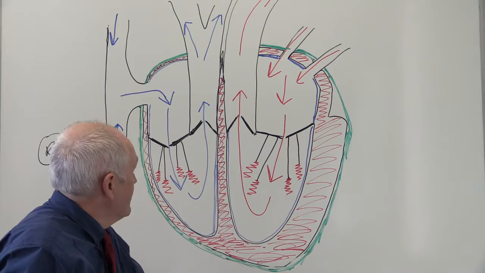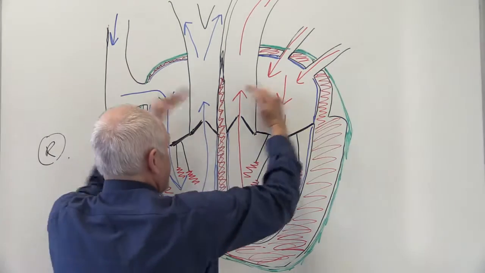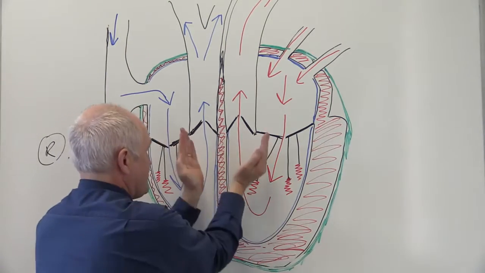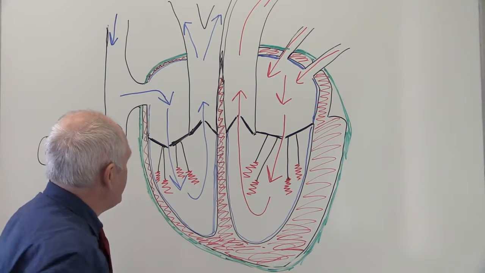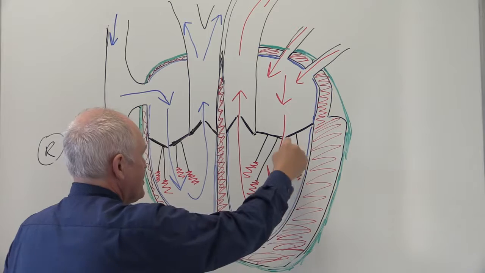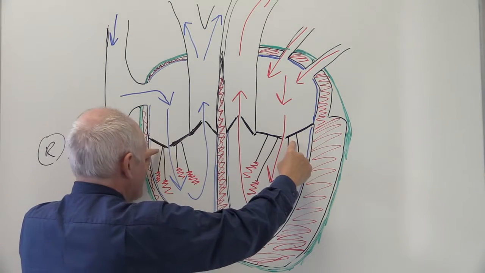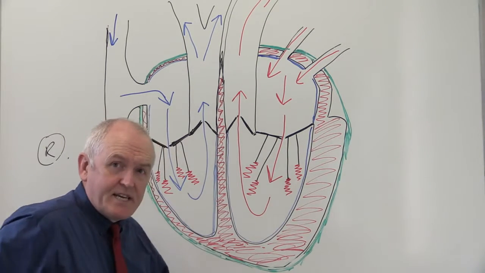They ensure one-way flow. Both atria contract at the same time, and both ventricles contract at the same time. So when the ventricles contract, that's going to shut the mitral valve and the tricuspid valve essentially at the same time.